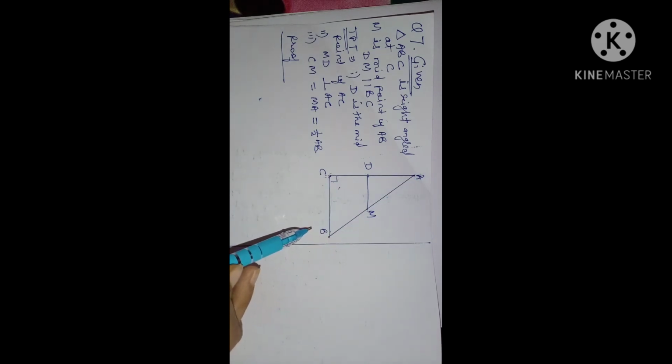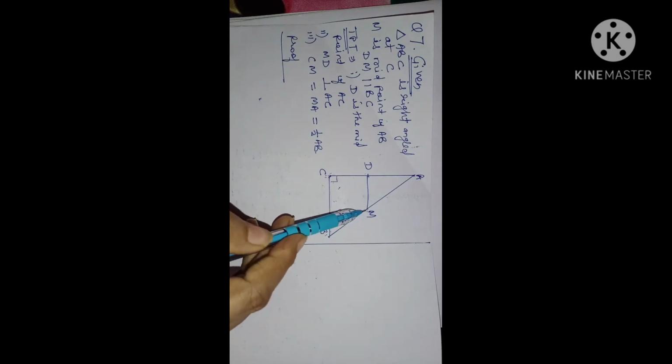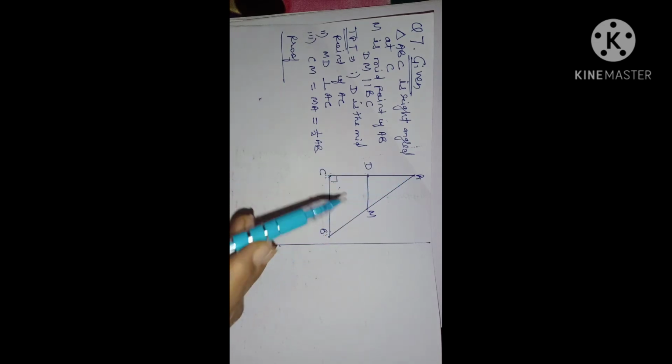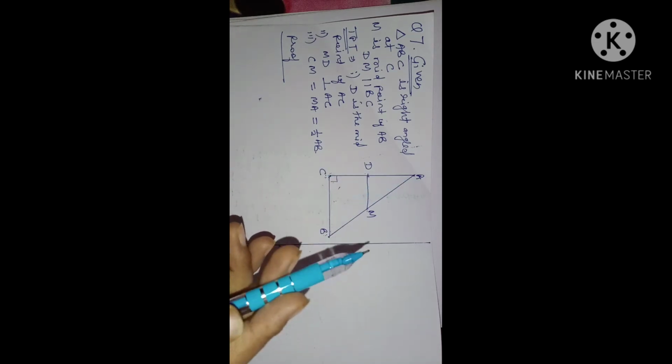What is given in triangle ABC? It's given that M is a midpoint of AB, right? It is also given that DM is parallel to BC. So can we write D is parallel to AC by converse of midpoint theorem? What do you learn in converse of midpoint theorem?